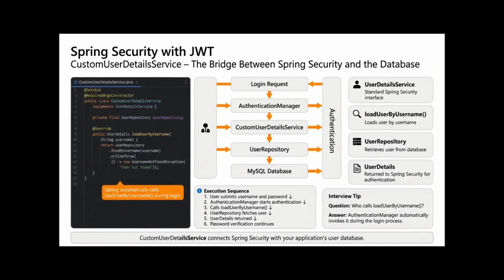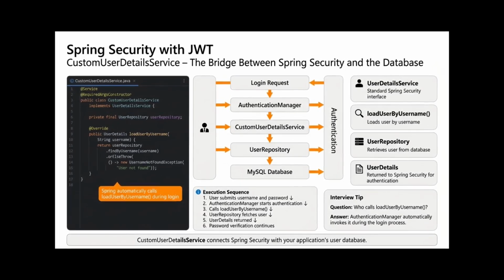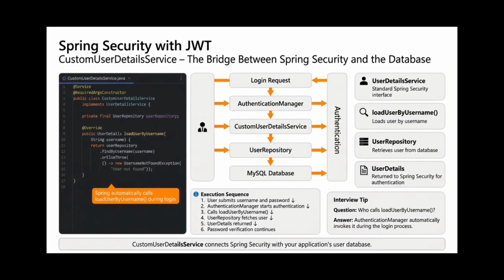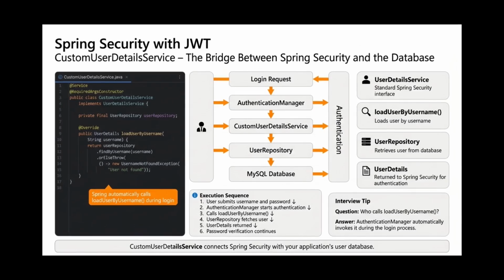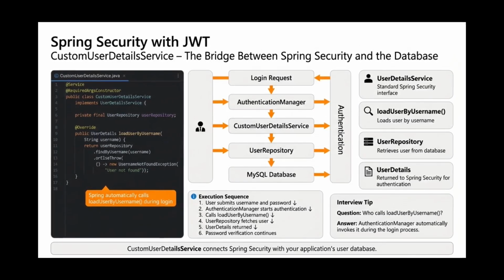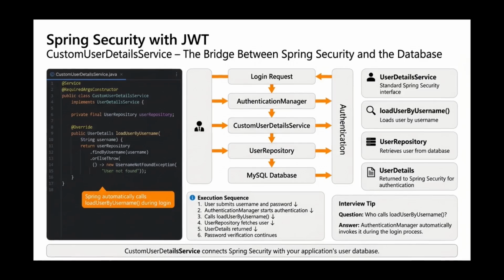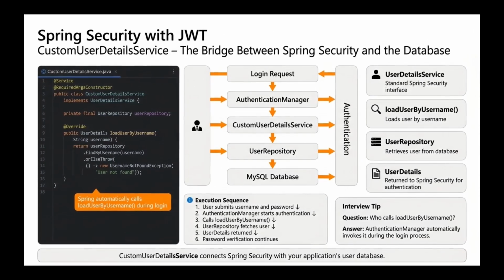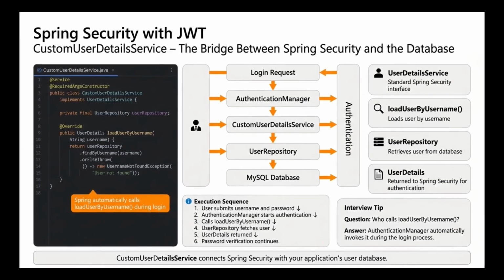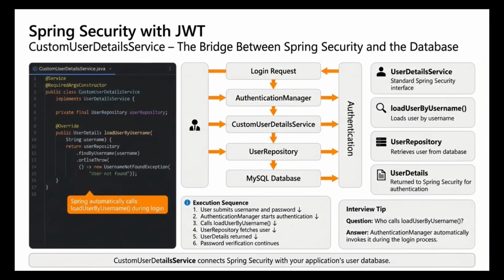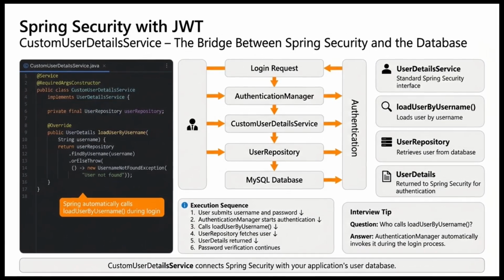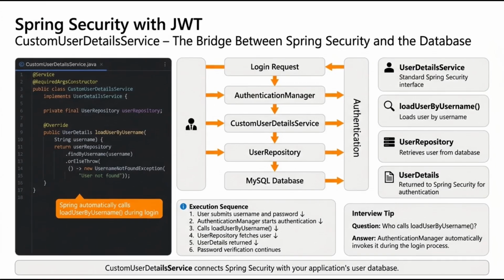Our repository can now retrieve users from the database, but Spring Security still doesn't know how to use it. That's where CustomUserDetailsService comes in. This class acts as a bridge between Spring Security and our database. It implements the UserDetailsService interface and overrides the loadUserByUsername method. Whenever a user tries to log in, Authentication Manager automatically calls this method. It searches the database using user repository, retrieves the user, and returns a user details object that Spring Security uses to verify the username, password, and assign roles.